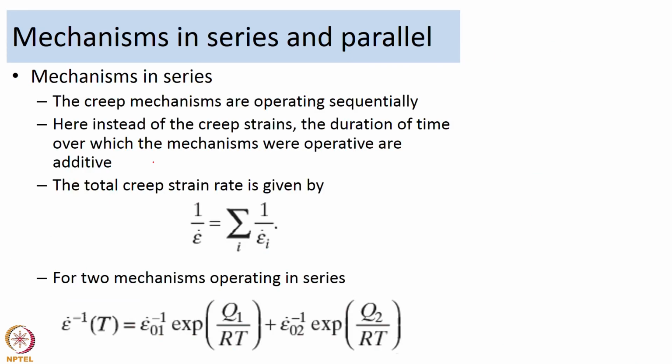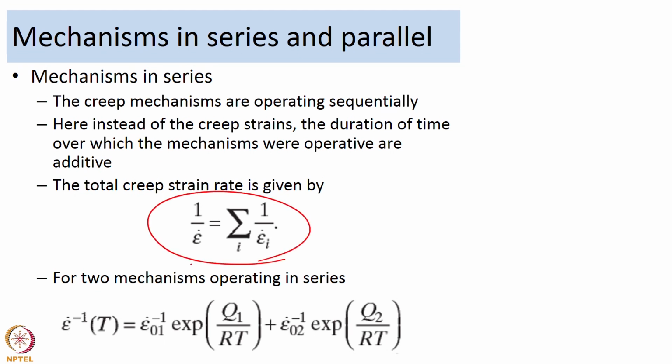Now, let us talk about mechanisms in series. Here the mechanisms are operating sequentially. So, one needs to happen for the other to happen. You have say mechanism 1 and mechanism 2. For mechanism 2 to operate, it is dependent on mechanism 1. They are operating sequentially, and here instead of the creep strains, the duration of time over which the mechanisms are operative, the time is what is additive. In the previous case it was the strain that was additive, whereas here it is the time that is additive, and so the total creep strain in this case is given by this equation.